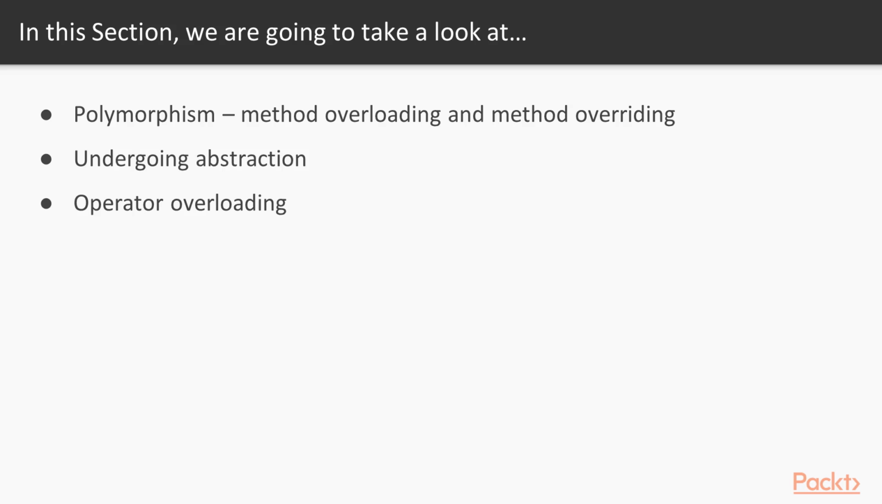We will have a quick overview of polymorphism, and then we will understand the function and importance of method overloading, followed by an understanding of method overriding. We will eventually end this section with learning how to undergo abstraction and operator overloading in Python.